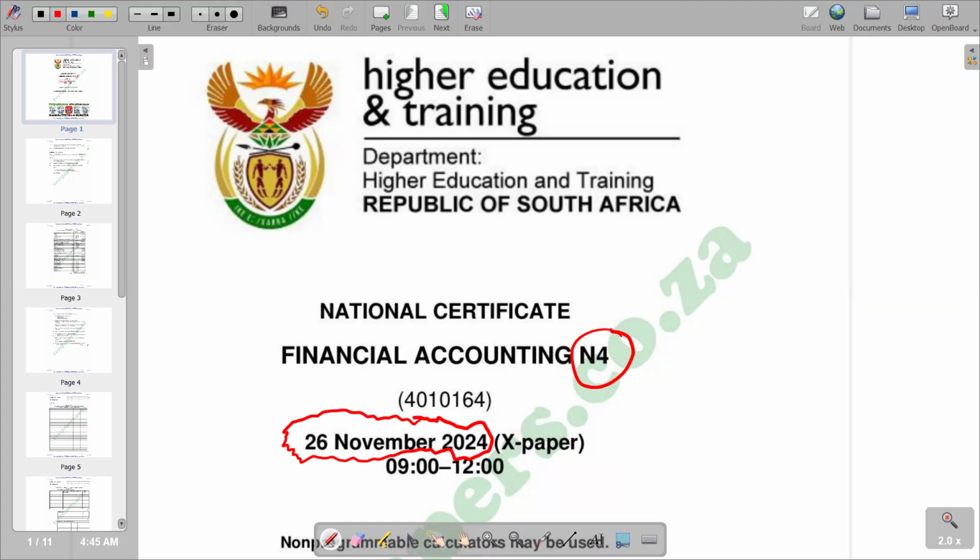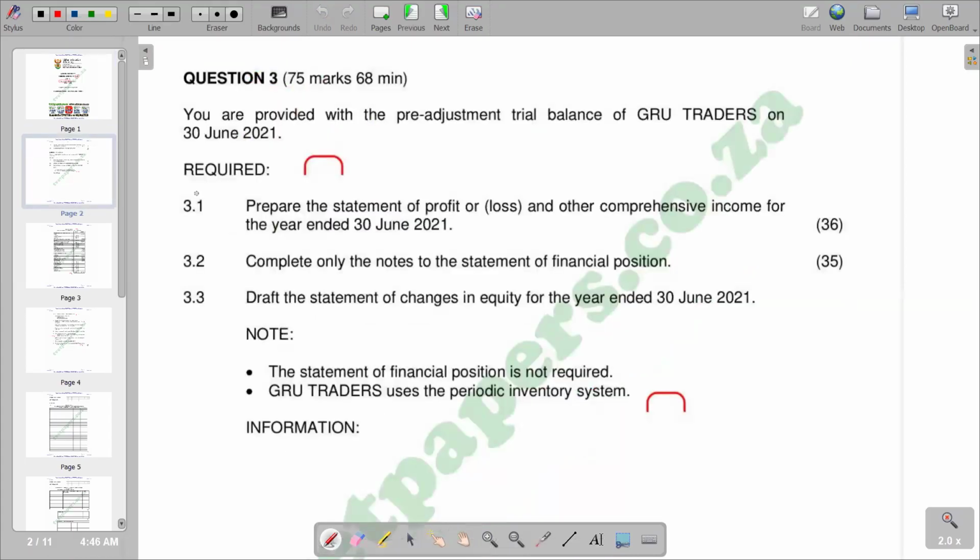In this video, we want to look at a question paper of November 2024, which is the most recent question paper that we have. We are going to look at the question on the preparation of the statement of comprehensive income, which is the income statement. We are going to go through question 3 of the November 2024 question paper. The question reads: you are provided with a pre-adjustment trial balance of GRU Traders on 30 June 2021.